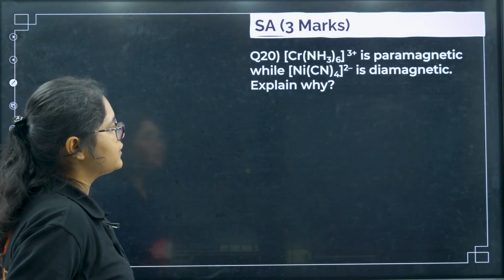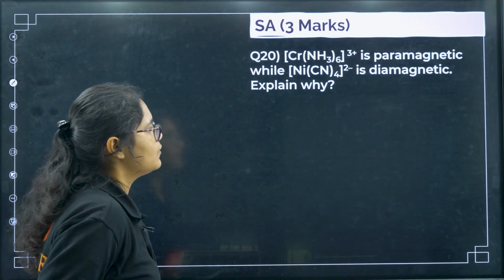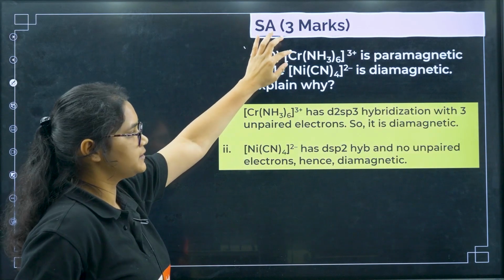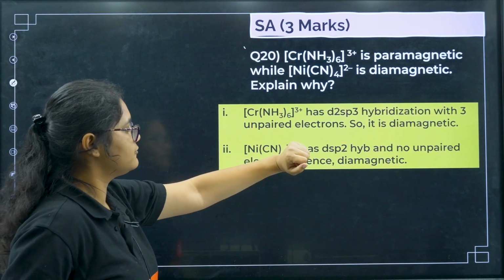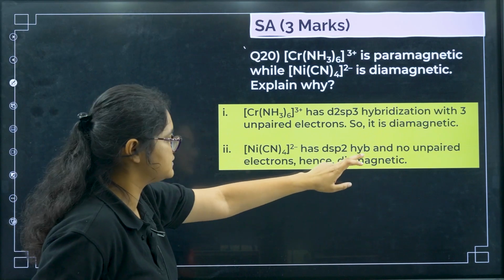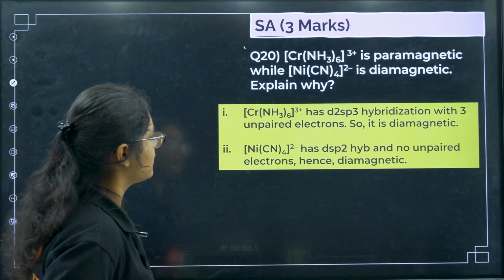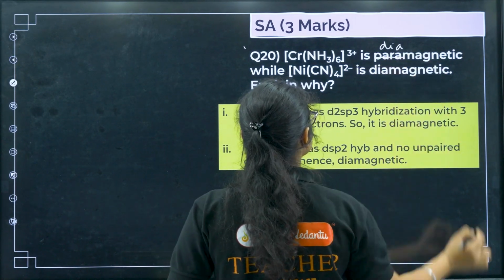Next, Cr(NH3)6 3+ is paramagnetic while Ni(CN)4 is diamagnetic. What is the reason? Just simply you can write here: there is d2sp3 hybridization, no unpaired electron, so it is diamagnetic. Ni(CN)4 2- has dsp2 hybridization and no unpaired electron, so it is diamagnetic.